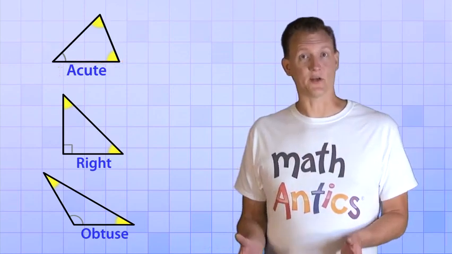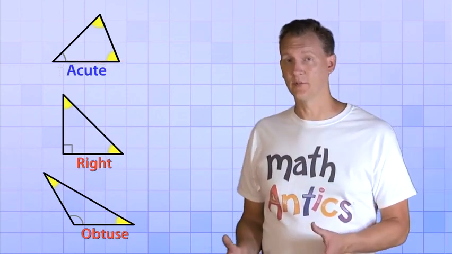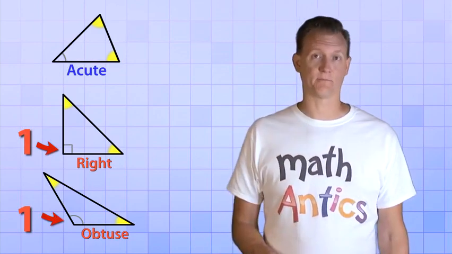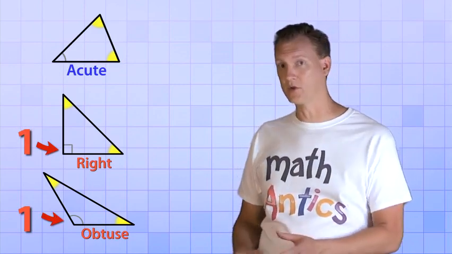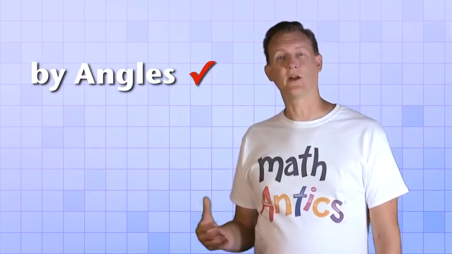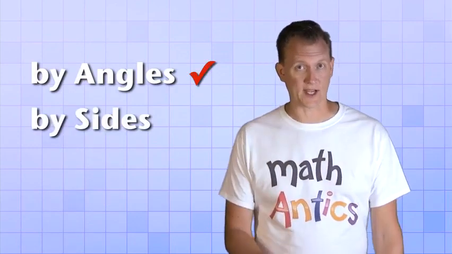The situation's easier with right and obtuse triangles because you can only have one right or obtuse angle per triangle. So as soon as you spot one of those kinds of angles, you know what type of triangle you have. All right then, classifying triangles by angles is pretty simple. But we can also classify triangles by their sides.